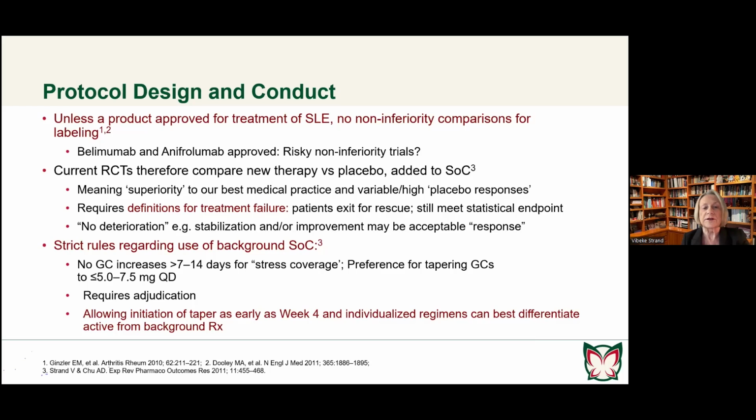There's where adjudication can come in very importantly, and it would be nice to allow initiation of tapering of glucocorticoids as early as, say, week 4, and allowing individualized regimens can best differentiate active from background therapy. There really is no way to institute a generalized taper across a heterogeneous lupus population.